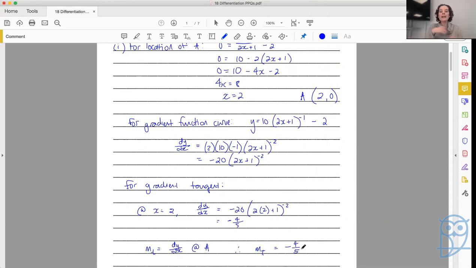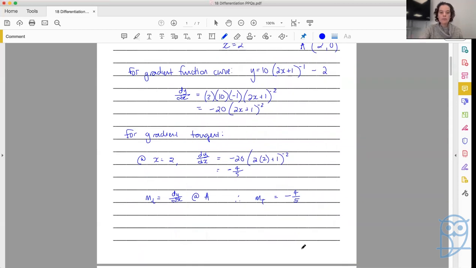Remember, we're always making that link. We're not just randomly plugging numbers into things. We're communicating: why did we do this, and what are we doing next? So the gradient of our tangent equals that. Now we can do the equation of our tangent.